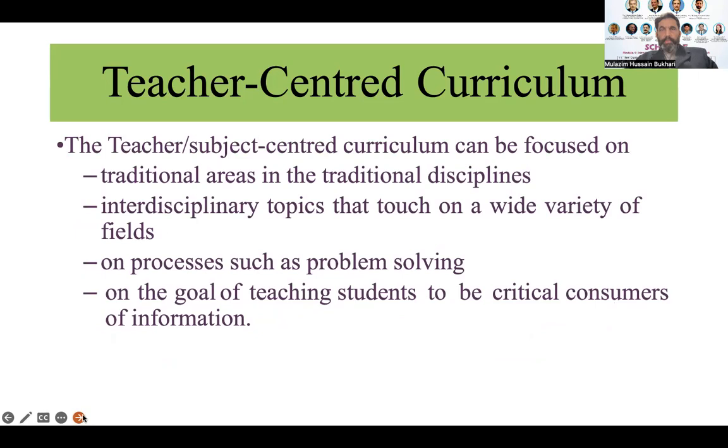The teacher subject-centered curriculum can be focused on the traditional areas and disciplines, and interdisciplinary topics that touch on a wide variety of fields, on processes such as problem solving, and on teaching students to think critically. There are so many benefits, but there are also so many drawbacks.